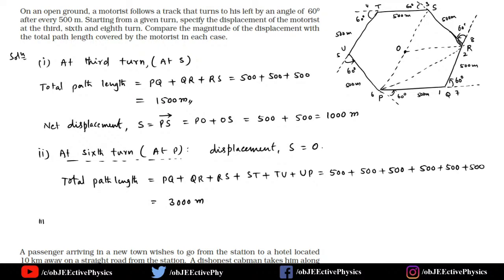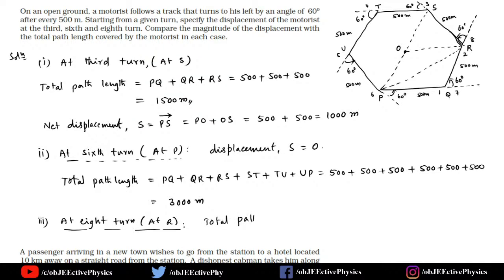Next one is 8th turn. 8th turn means, count it. P is the 6th turn, Q 7th turn, R 8th turn. That is at R. What is the displacement here? Displacement is PR. And for distance, first we can find out the total length.